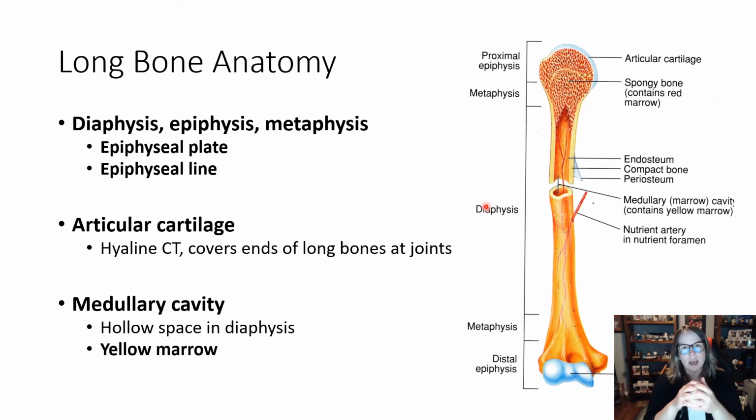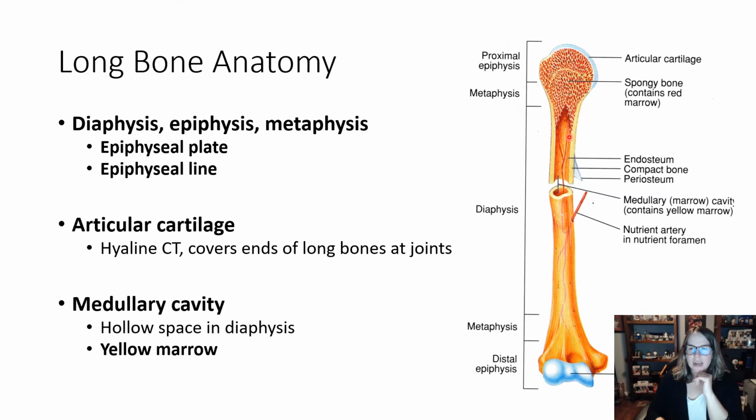So one way to prevent that is by covering the ends of the long bones with a fairly frictionless tissue, which is hyaline cartilage. This hyaline cartilage, because it's on the outside of the bone where we articulate or join up with another bone, is called articular cartilage. So the ends of the long bones are covered with hyaline cartilage to help reduce the friction at those joints. When this cartilage gets worn down or inflamed, that's where you can have joint problems like osteoarthritis.